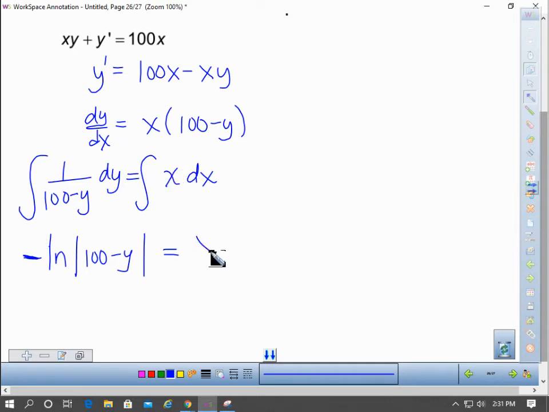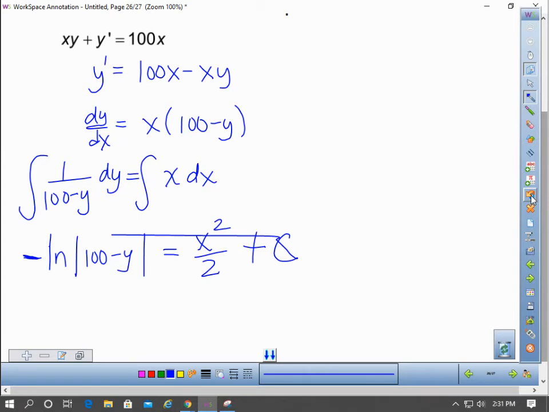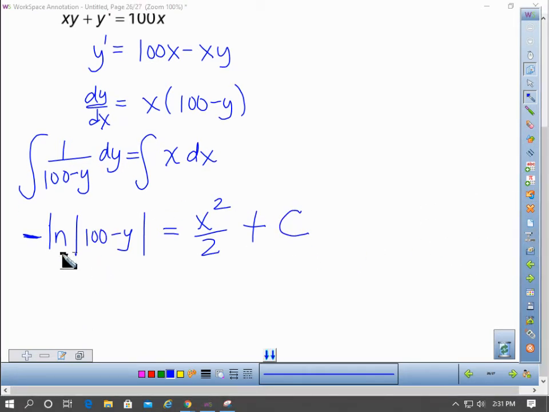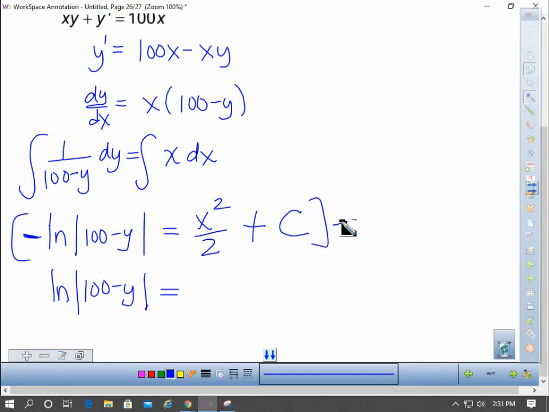All right, the antiderivative of x is going to be x squared over 2 plus c, so now I'm going to do the same thing I did before, except I might want to move the negative over to the other side just to make it a little easier. So that would be the natural log of 100 minus y. Just distribute and multiply the negative to the other side. You're basically multiplying the whole equation by -1. So that's going to make negative x squared over 2 minus c.